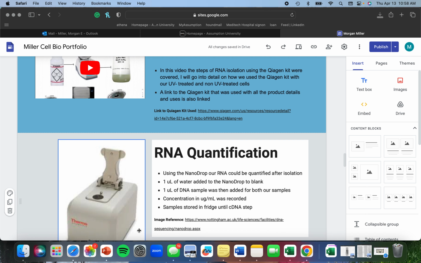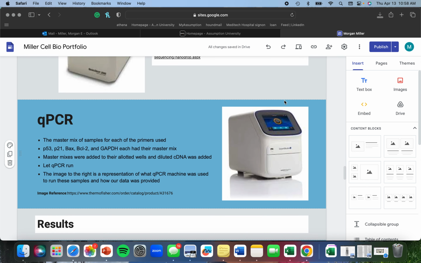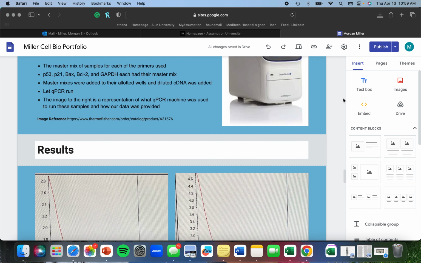The only suggestion I got about the methods was about the qPCR, that the image I had originally was a bit confusing and didn't really relate to what we were doing in lab. So I ended up just adding the qPCR machine itself and explaining what we did a little bit better, so you could see what we actually use. I found that to be more helpful than a diagram or anything like that.